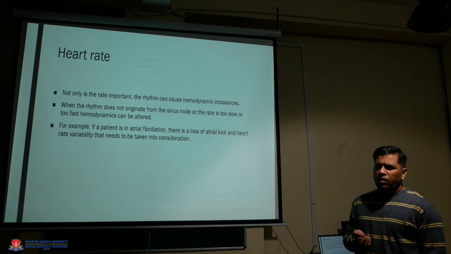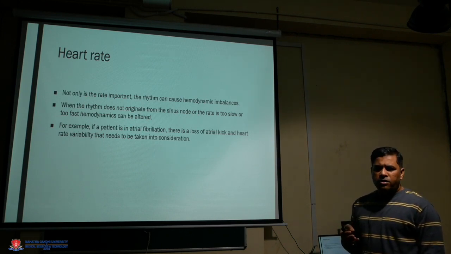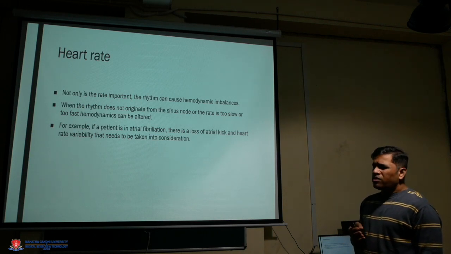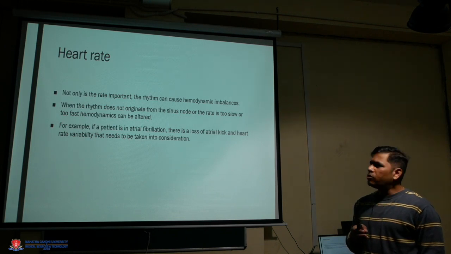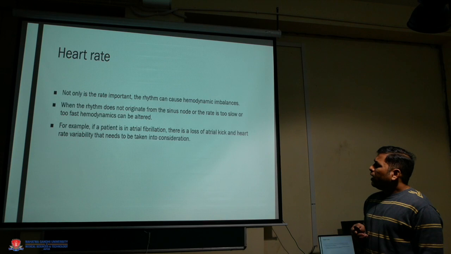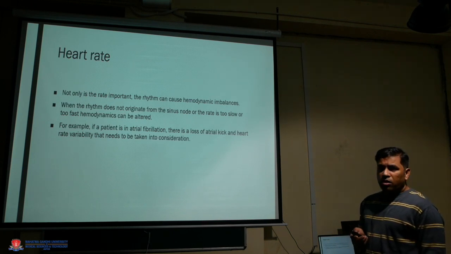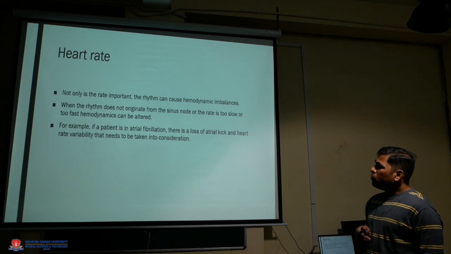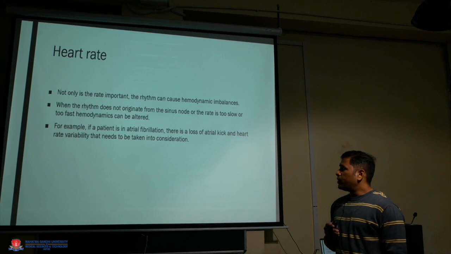Heart rate. Heart rate is how many times the heart beats in 1 minute. The range is around 60 to 100. If it is less than 60, it is called bradycardia. If it is more than 100, it is known as tachycardia. When the rhythm does not originate from the sinus node, or the rate is too slow or too fast, it can also alter the hemodynamics.